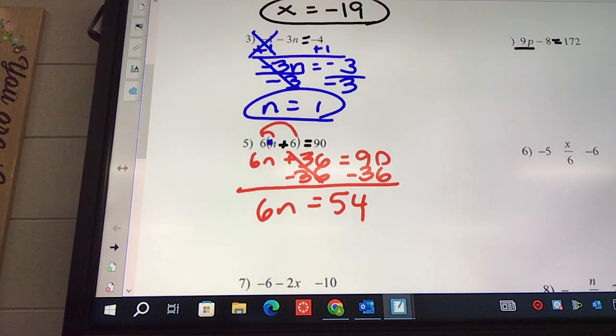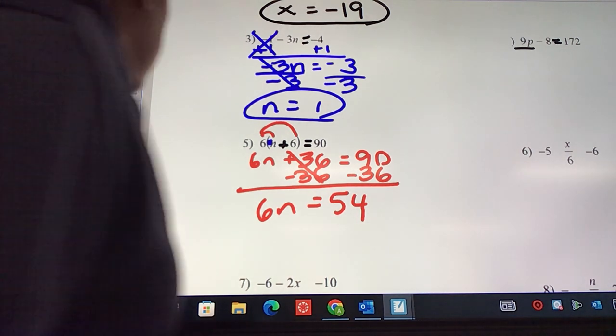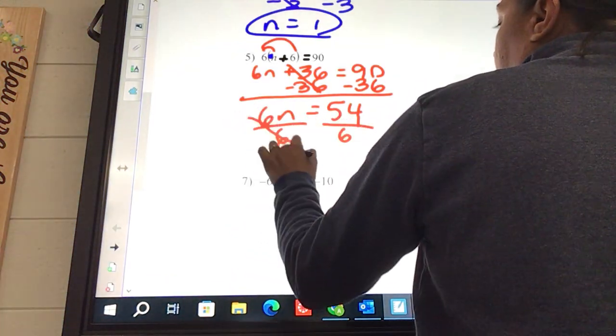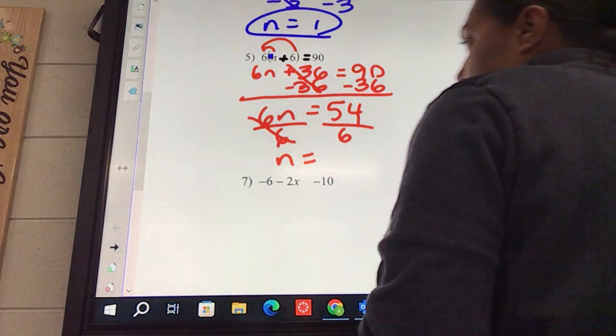Okay, and then what needs done? The 6 is by the n. Divide by 6. And what is that going to be? 9.